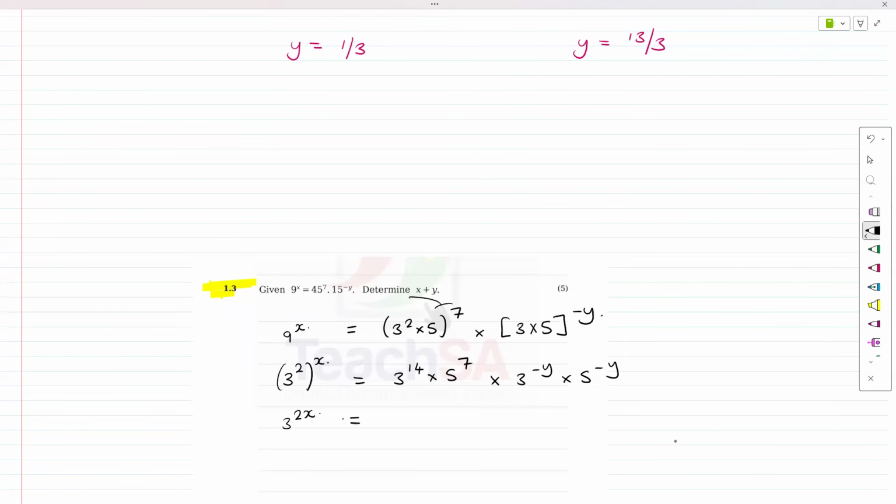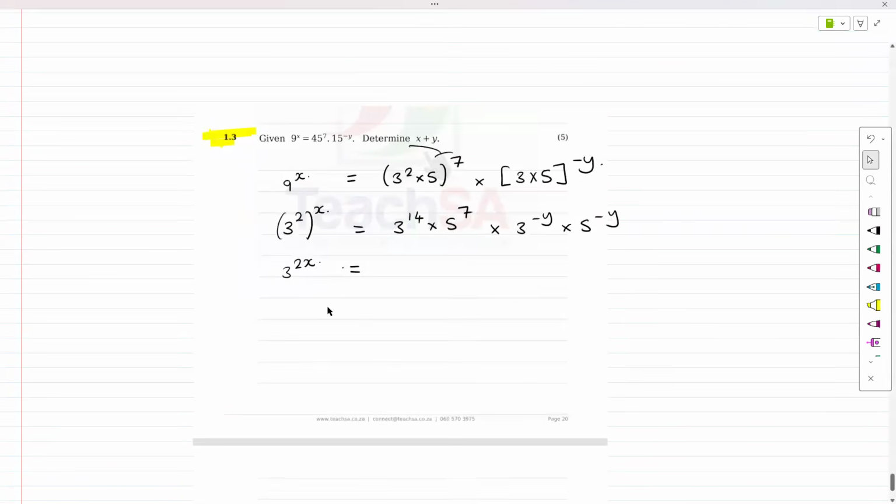Now again, we can deal with this quite simply. Really, really simply, because I can add the like terms up. The like bases, and that's algebra law 1, which is 3 to the 14 minus y times 5 to the 7 minus y. Now guys, if the left-hand side equals the right-hand side, then we got a tiny bit of a problem.